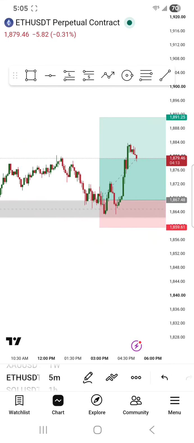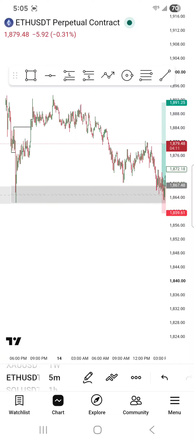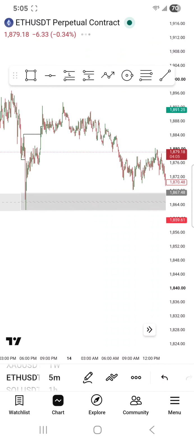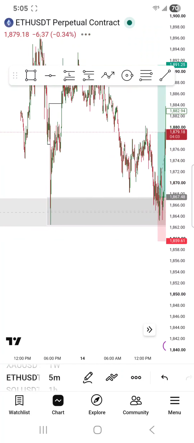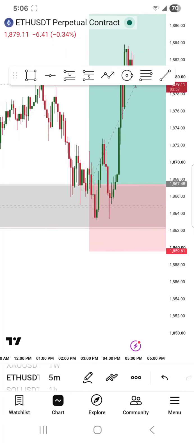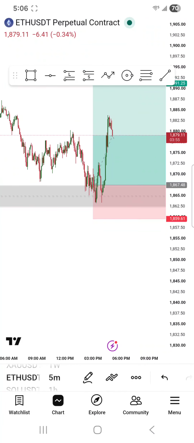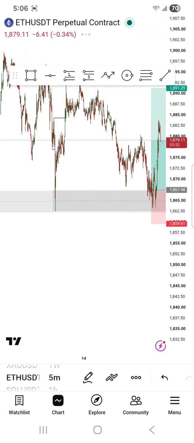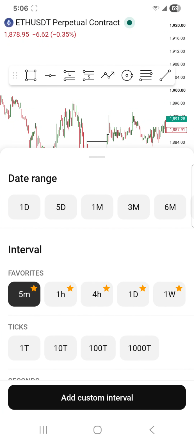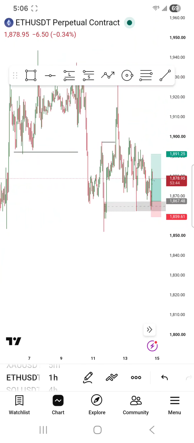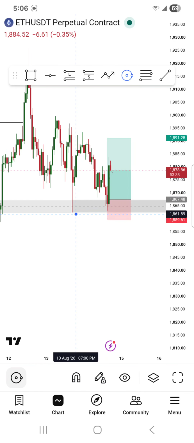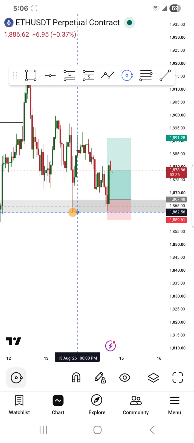So here on the 5 minutes time frame, guys, you can see it. This is it here. Let me go back to the 1 hour time frame. Let me use this circle. I like to use this circle so that I don't get confused when I get to the 5 minutes. This is the first time price tapped our 1 hour zone.